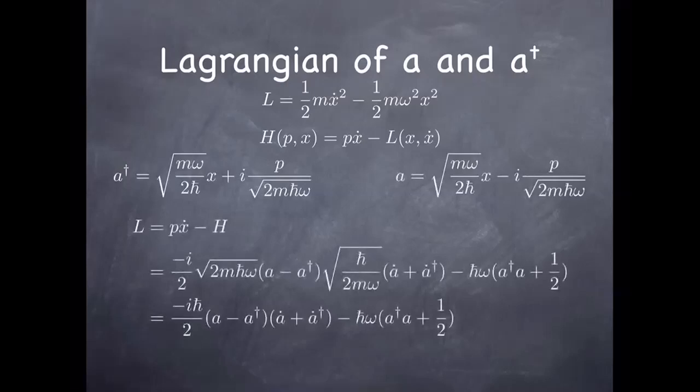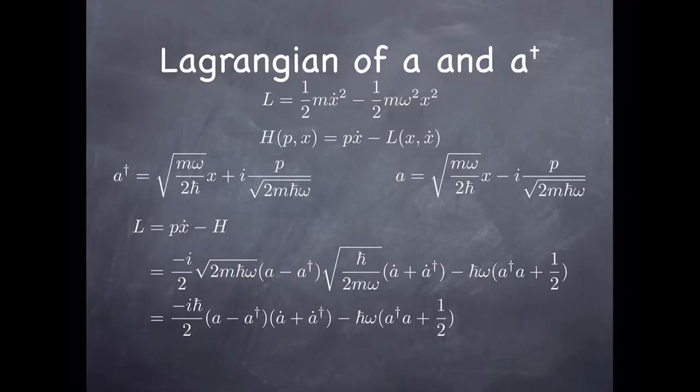First of all, I write L by using this Legendre transform backwards as p x dot minus H. And then I rewrite x dot in favor of p, because it's nothing but p over m. So p x dot minus H is p times p over m minus the Hamiltonian. And that turns into p squared over 2m minus half m omega squared x squared.